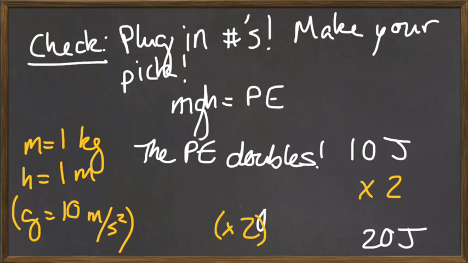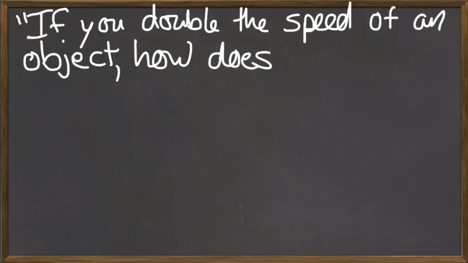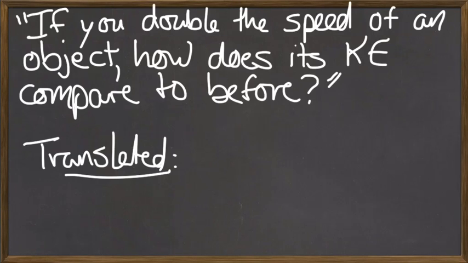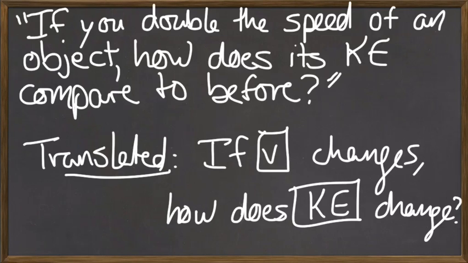One final example. Let's say you run across a question like this. This would be the hardest type of question you're going to see for now. If you double the speed of an object, how does its kinetic energy compare to before? Translate the problem. If v changes, how does the kinetic energy change?